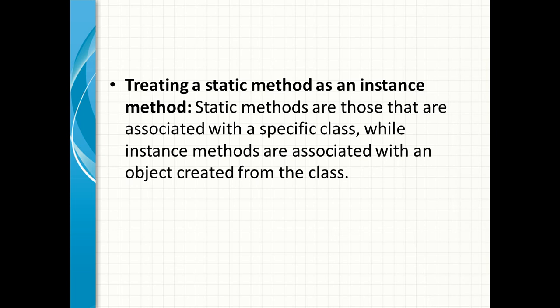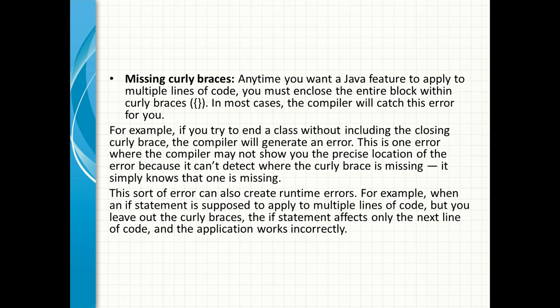Treating a static method as an instance method. Static methods are those that are associated with a specific class, while instance methods are associated with an object created from the class. Missing curly braces. Anytime you want a Java feature to apply to multiple lines of code, you must enclose the entire block within curly braces. In most cases, the compiler will catch this error for you.